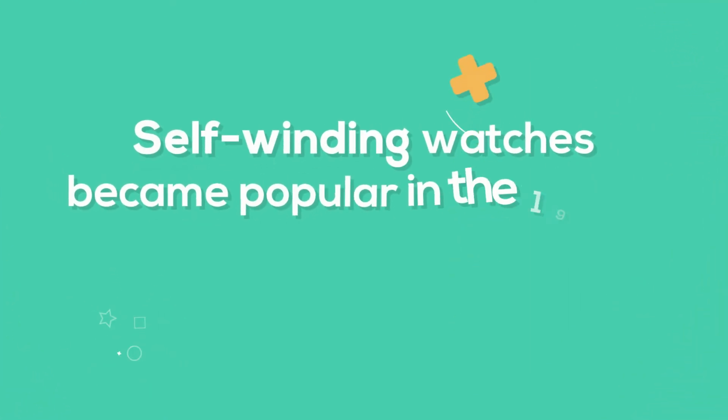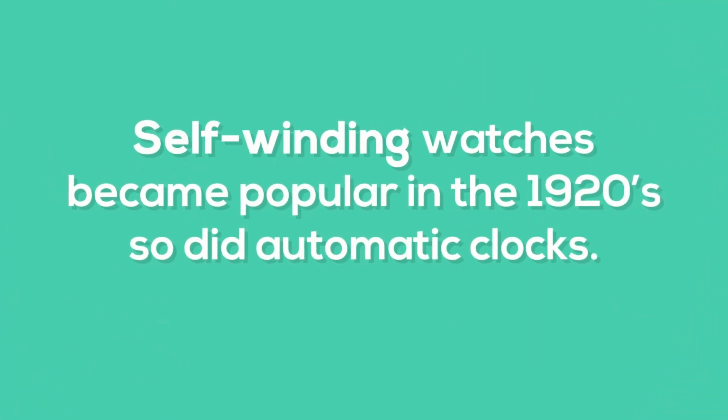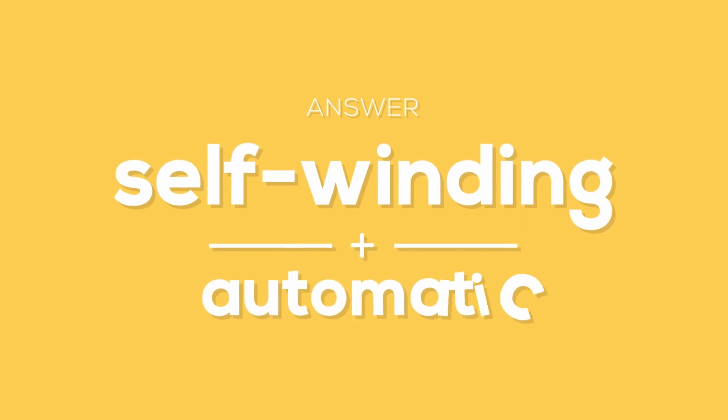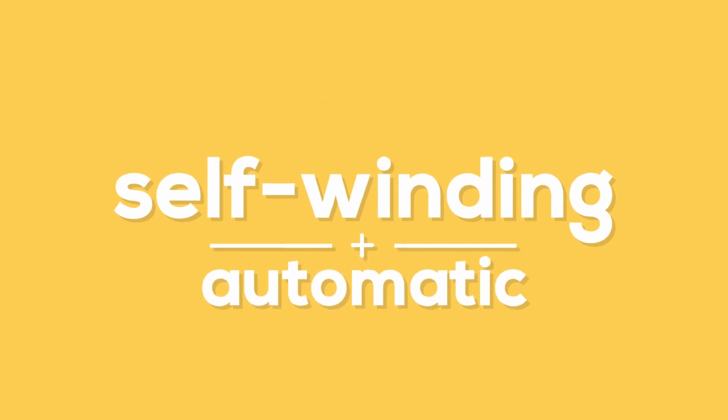Let's go to sentence number 3. Self-winding watches became popular in the 1920s, so did automatic clocks. In this sentence, self-winding is synonymous to? That's right! Self-winding and automatic are of the same meaning.